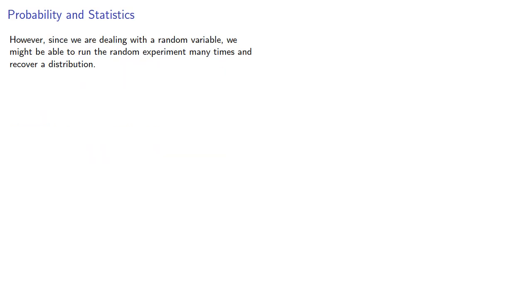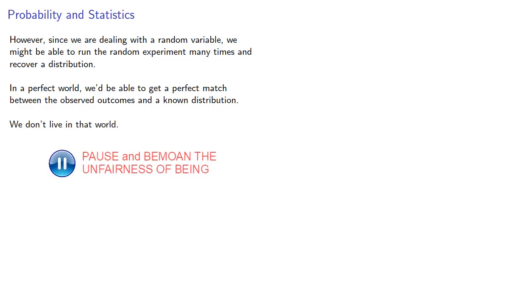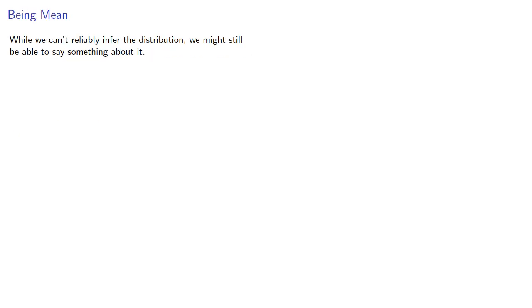However, since we're dealing with a random variable, we might be able to run the random experiment many times and recover a distribution. In a perfect world, we'd be able to get a perfect match between the observed outcomes and a known distribution. We don't live in that world. It would also mean that our experiment isn't random and that we're not actually dealing with a random variable. While we can't reliably infer the distribution, we might still be able to say something about it.